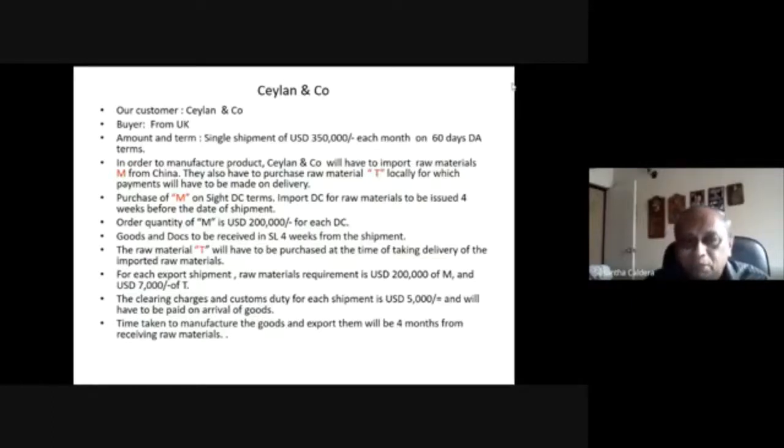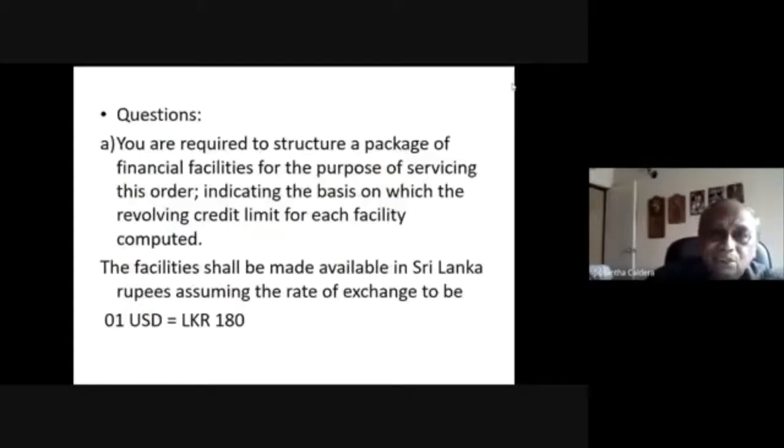The time taken to manufacture the goods and export them will be 4 months from receiving raw materials. You are required to structure a package of financial facilities for the purpose of servicing this order, indicating the basis on which the revolving credit limit for each facility is computed. The facilities shall be made available in Sri Lanka rupees, assuming the rate of exchange to be $1 to 180.